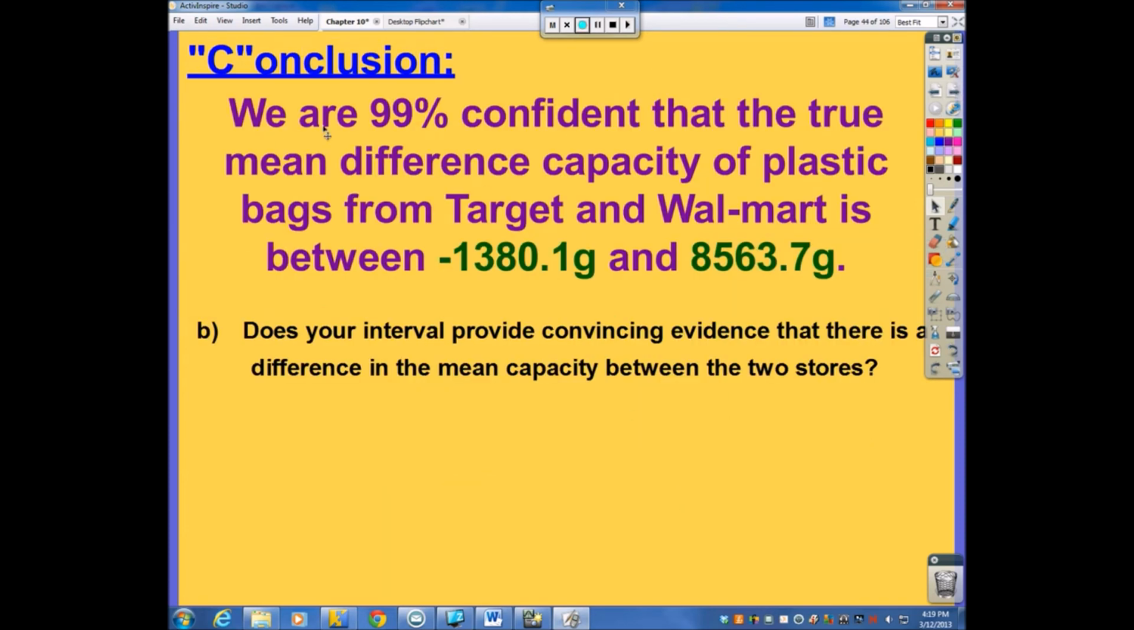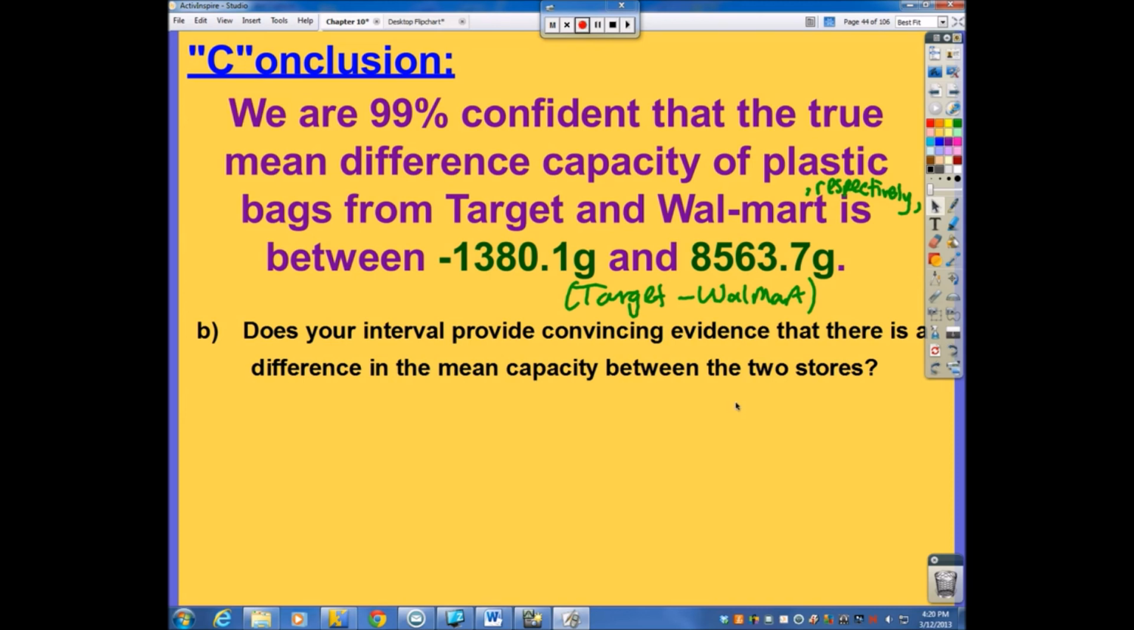Now our conclusion: we are 99% confident that the true mean difference capacity of plastic bags from Target and Walmart, and then I might want to throw in here respectively, because that is how I subtracted Target and Walmart. If you don't say respectively, you need to say Target minus Walmart to signify how you subtracted. Is this between this and this grams?